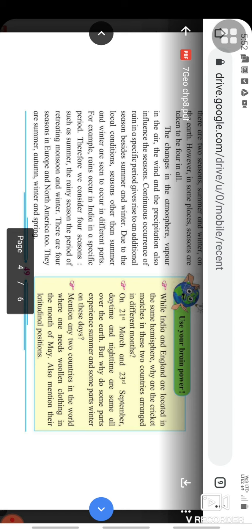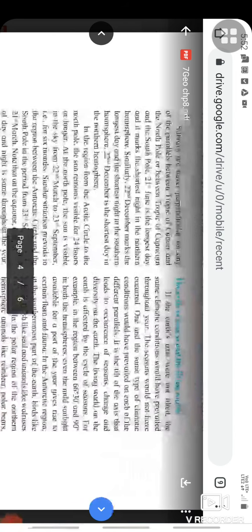For example, rain occurs in India in a specific period. Therefore, we consider 4 seasons such as summer, the rainy season, the period of retreating monsoon and winter. There are 4 seasons in Europe and North America too. There are summer, autumn, winter and spring.